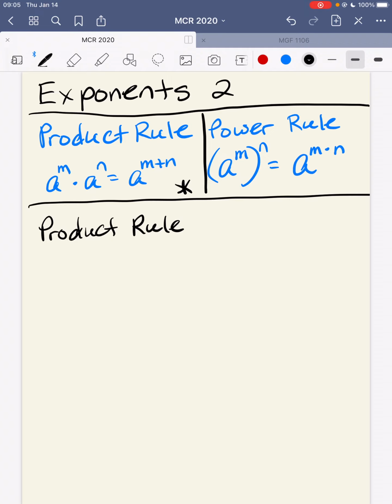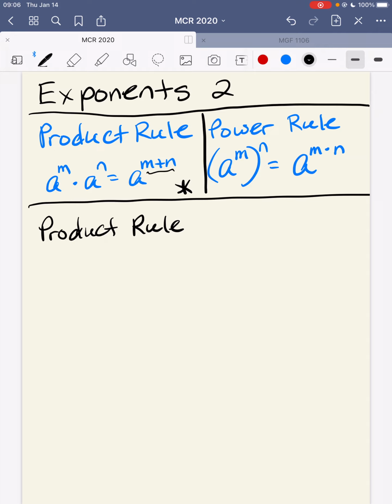All right, so welcome to part 2 of our discussion with exponents. Today we're just going to focus on using the product rule and the power rule and a few more examples of each one. So remember, the product rule says if I have a to the m times a to the n, I go ahead, keep my base, and add my exponents.